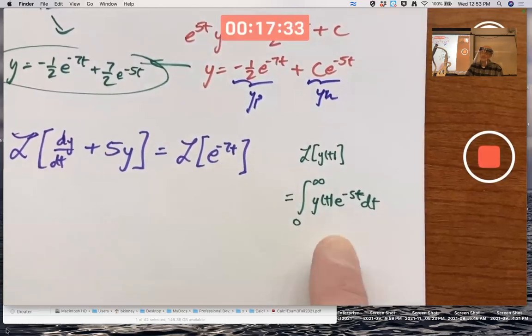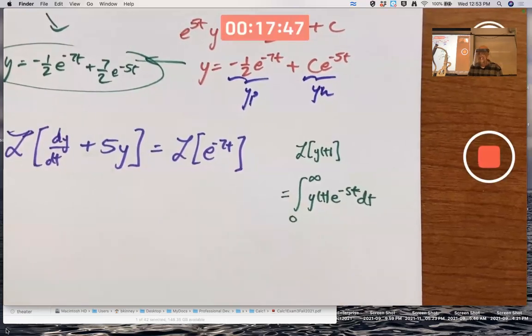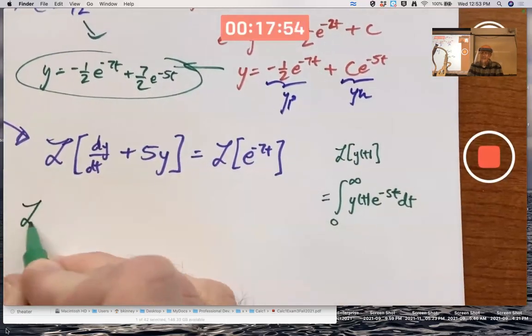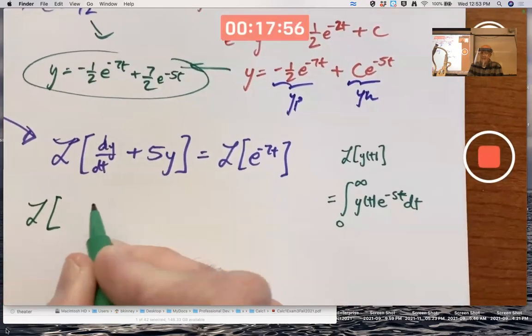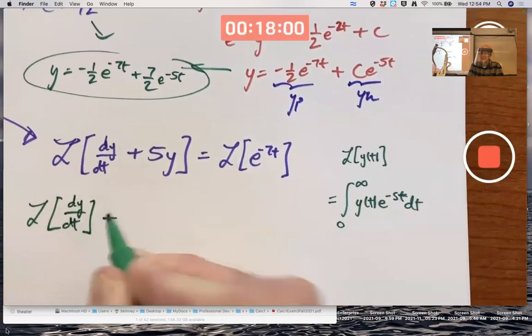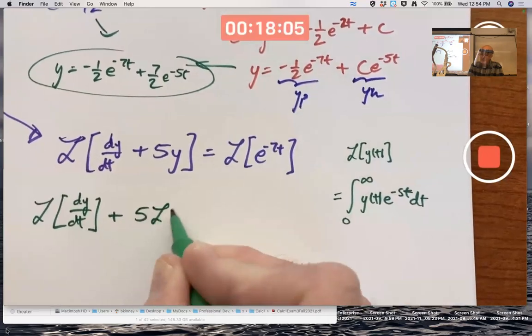You pretend s is fixed when you do the integral, but then in the end, you get something that depends on s, which you can then change your perspective on and say, hey, that's a function of s. But the letter s is arbitrary. Other letters could have been used, r, u, v, whatever. It's just traditional to use s. Use the linearity property. The Laplace transform there is equal to the Laplace transform of the derivative plus the Laplace transform of 5y. The 5 can be factored out in front as well.